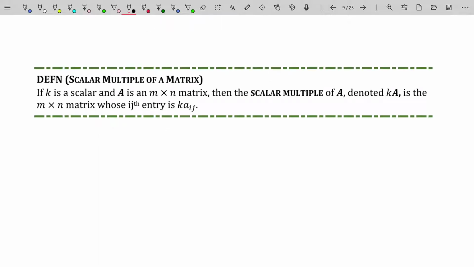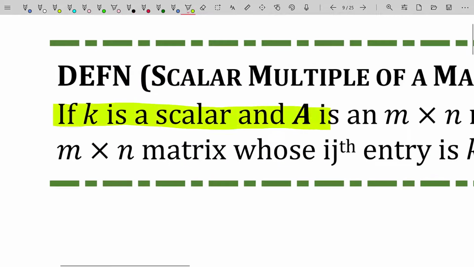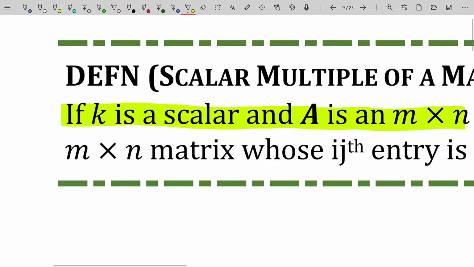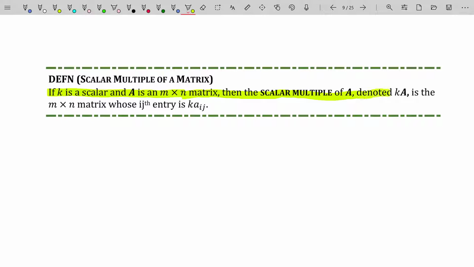Now we're going to talk about the scalar multiple of a matrix, just basically how do you multiply a matrix by a number and how do we define that? And it's pretty obvious because the way we define scalar multiplication of vectors was to multiply every entry in the vector by the scalar. Well, the same thing is going to be true for a matrix. If K is a scalar and A is an m by n matrix, then the scalar multiple of A, denoted K times A, is the m by n matrix whose ijth entry is K times Aij.